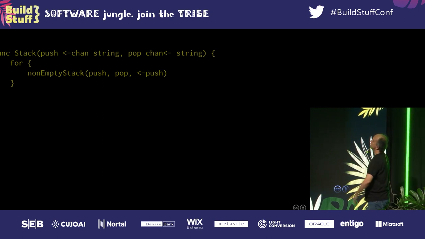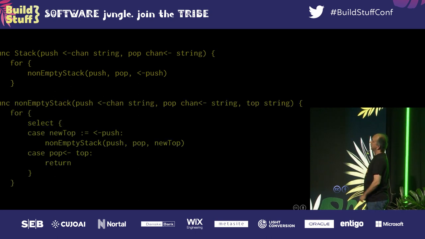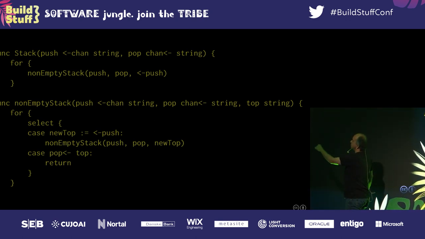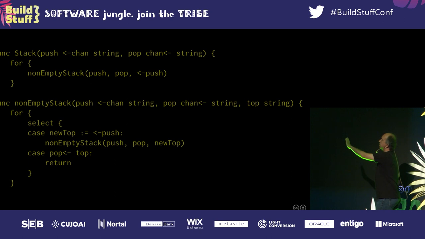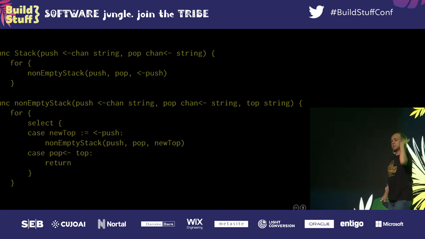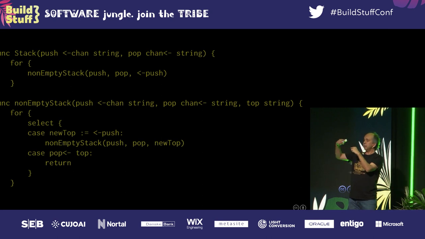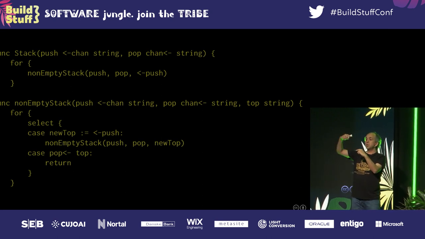So basically, the first thing we do is we receive a push. When we've received it, we are now non-empty. In the non-empty example, we've got this. And what we do is that when we receive a push, we call ourselves again, non-empty. If you like, what we're now doing is we are representing ourselves on the call stack. It really is a stack, okay?